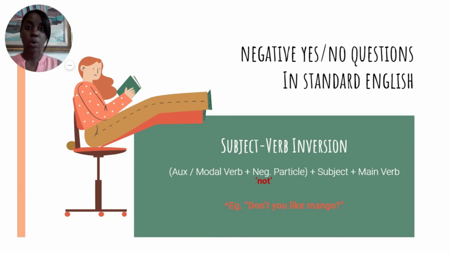For negative yes/no questions, the contracted form of the auxiliary or the modal verb plus the negative particle not usually begins the sentence. This is followed by the subject, then the main verb, as seen in the example, "Don't you like mango?" Once again, a rising intonation is used by speakers to indicate that a question is being asked, while in the written form, a question mark is required at the end of the sentence.